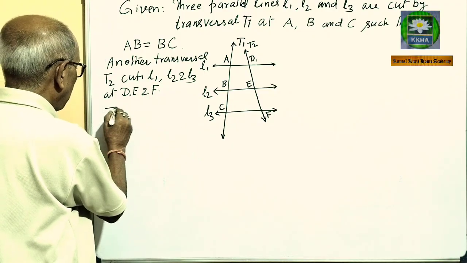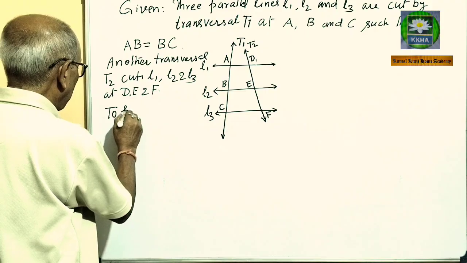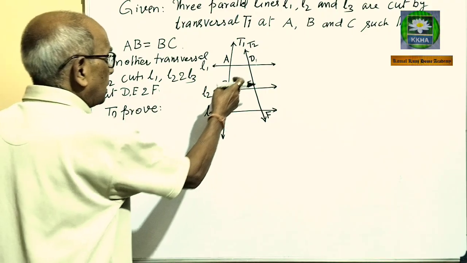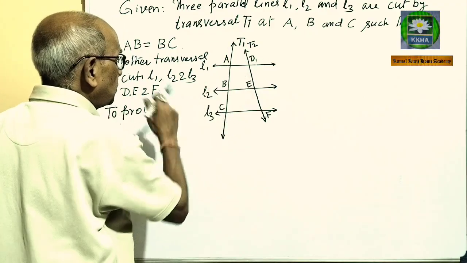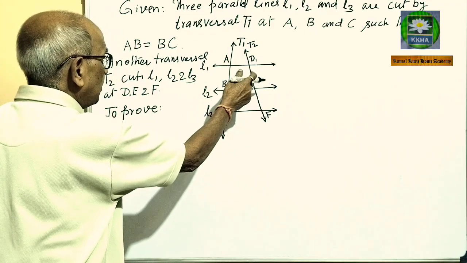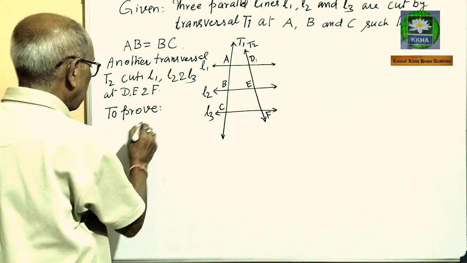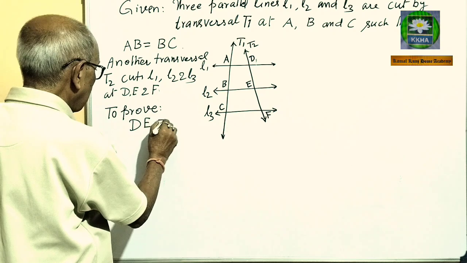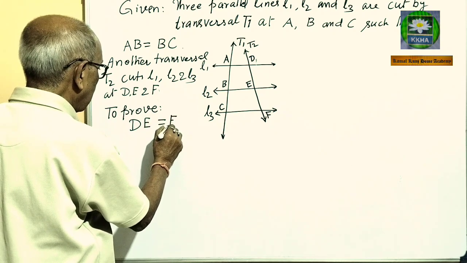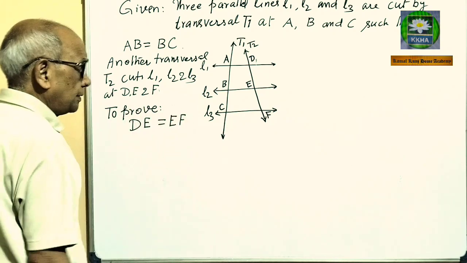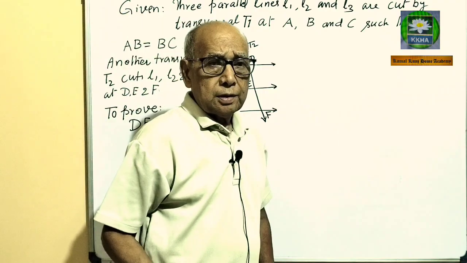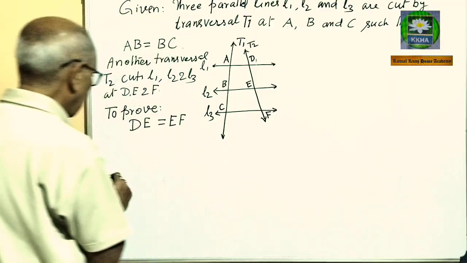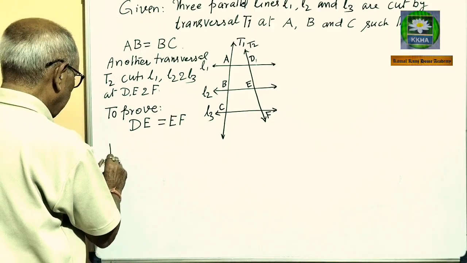To prove: what is to be proved? The line segments intercepted on T2, DE, will be equal to EF. To prove DE equal to EF. Now there are three possibilities. Proof.